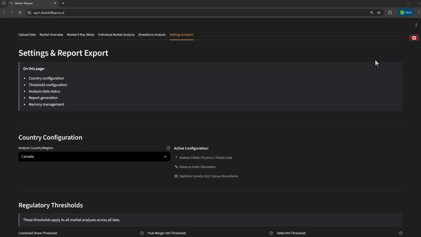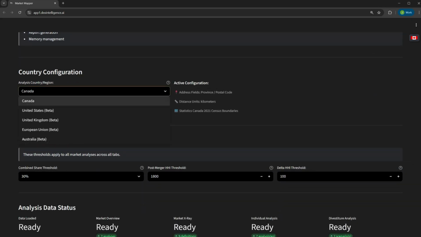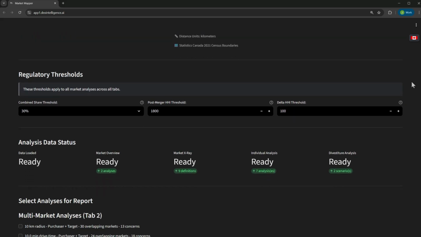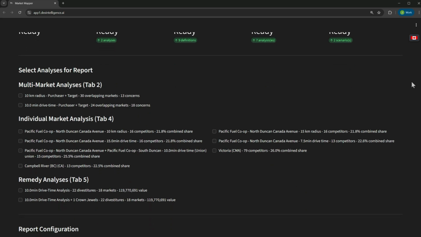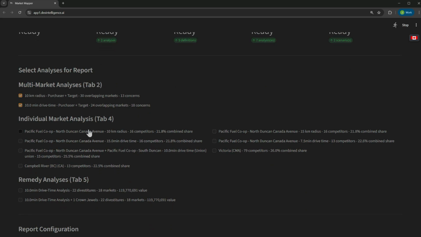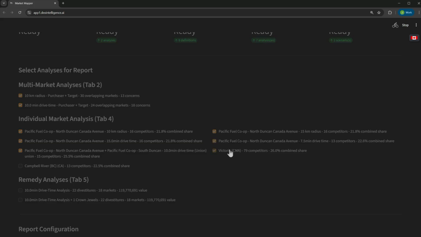And finally, we've got our settings and export tab. So here we can choose the country to which the app is configured. We can customize the regulatory thresholds. We can look at all the analysis that we've conducted, and we can select which analysis we want to include in the Excel report that we can generate. So here we're just going to select all of the multi-market and individual market analysis that we did, as well as the remedies.